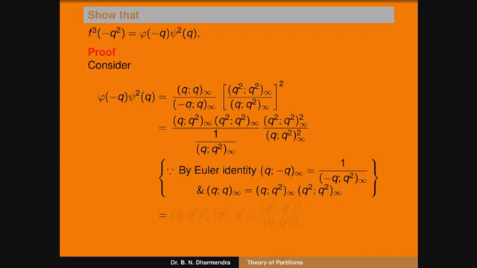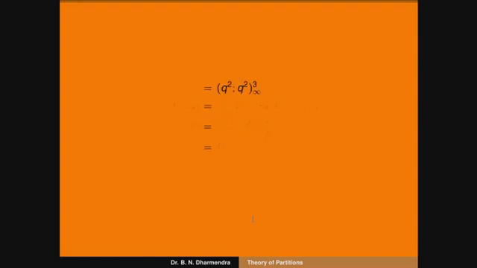So it will go to numerator, that is (q^2;q^2)∞. So that is equal to (q^2;q^2)∞ whole square into (q^2;q^2)∞ into (q^2;q^2)∞ whole square, divided by (q^2;q^2)∞ whole square. Since both numerator and denominator contain (q^2;q^2)∞ whole square, we can cancel the terms, and the remaining term is (q^2;q^2)∞ whole cube. So therefore that is equal to (q^2;q^2)∞ whole cube.